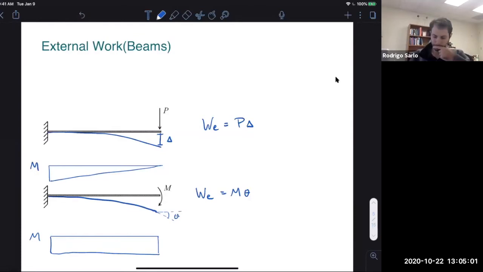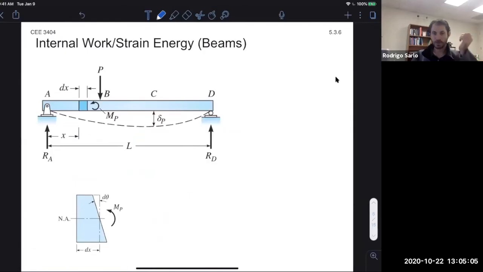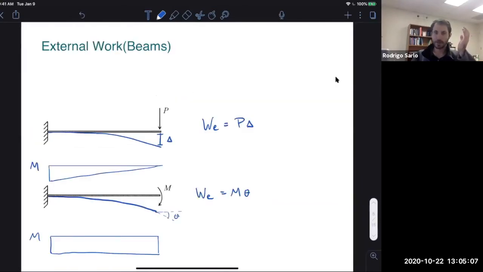Okay, good question. All right, so that's external work. Okay, again, we don't really care. The point here is not necessarily the deflected shape itself. It's just simply that work done by a moment is equal to the moment times the angle of rotation at the point of the applied moment, and the work done by a force is the distance traveled by that force at that point. Okay.